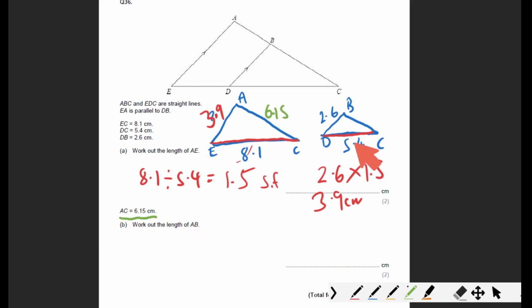Work out the length of AB. A to B. Right, what I'm going to do is work out what B to C is, this bit here, which I can do easily. I can take the 6.15. I'm not going to times it because I don't want to make it bigger. I can clearly see BC is smaller than AC. So take the 6.15 and then divide it by the scale factor 1.5. That'll give me a smaller number, right? Because the shape is smaller.